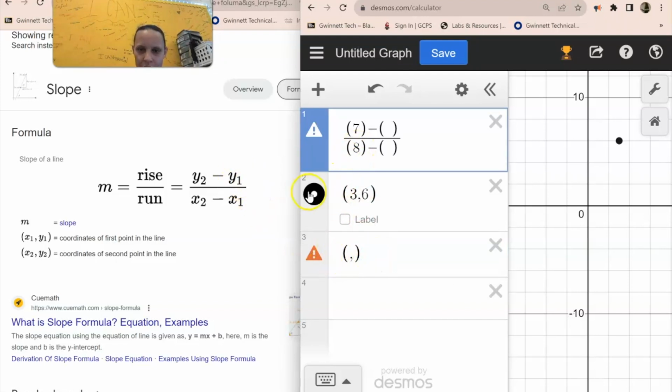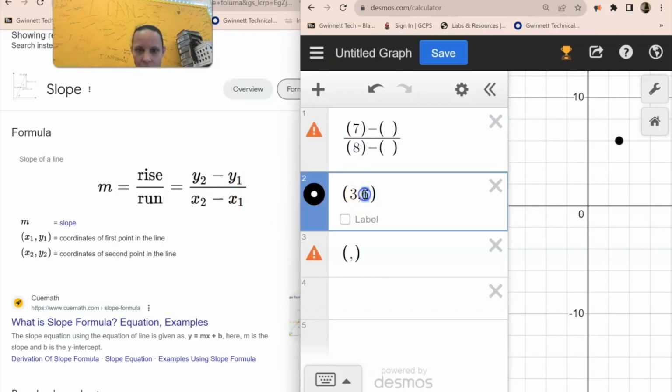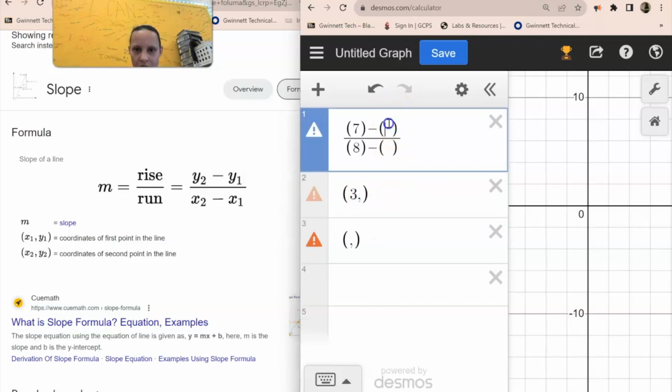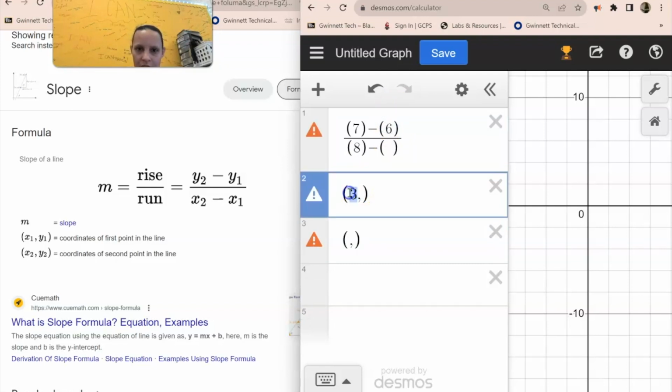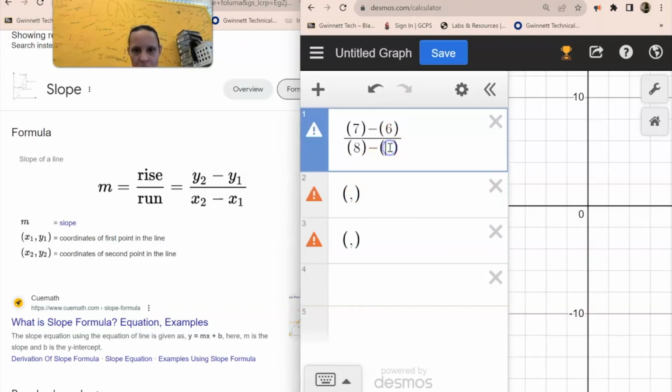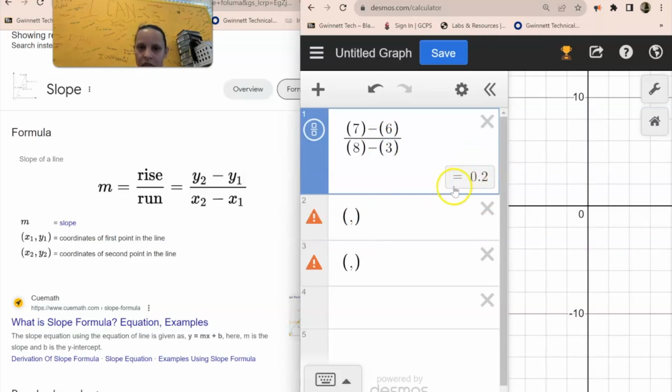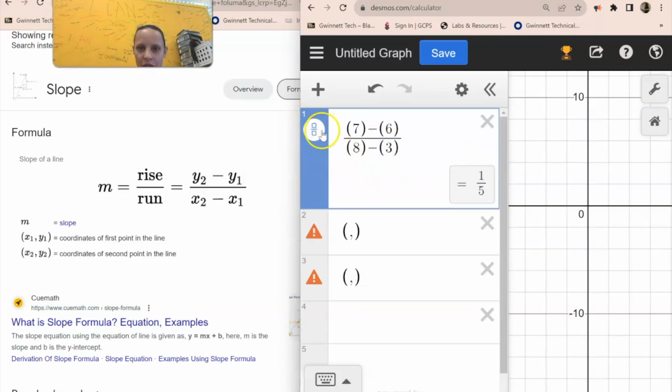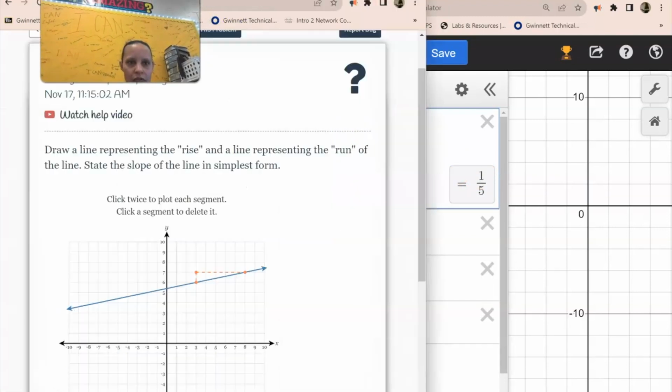Now I'm going to come to my first point. My first point is y1. This is a y value. Control X, Control V. And then x1 on the bottom, Control X, Control V. Again, you can see that it gets your decimal. Turn it into a fraction by clicking this. And you're going to get positive 1/5.